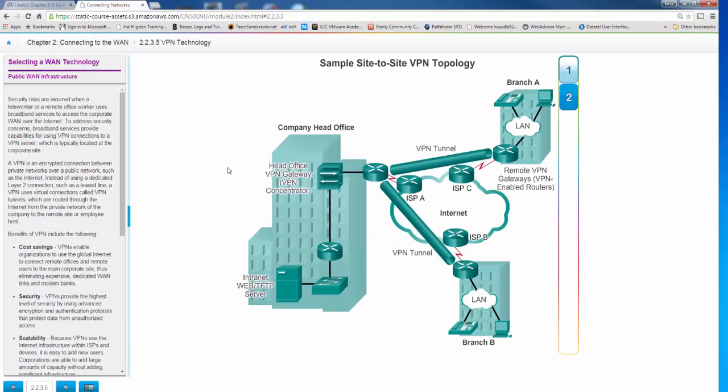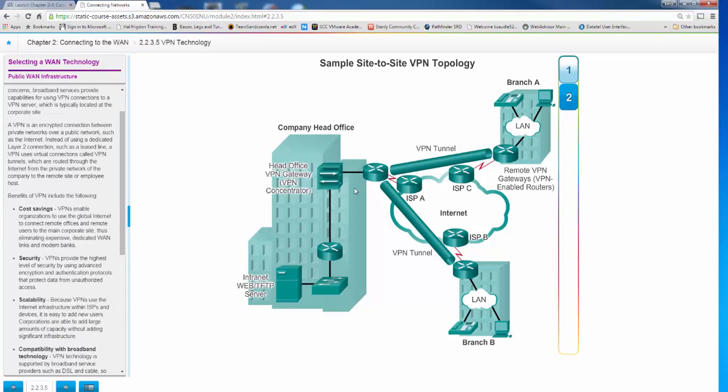Another thing we can do, and this is where we start connecting across the public internet to allow our remote sites to connect securely, is VPN, or virtual private network tunnels. There are two primary types of VPNs. Site-to-site VPNs, and you'll notice the key point on a site-to-site VPN is where the VPN tunnel begins and ends.